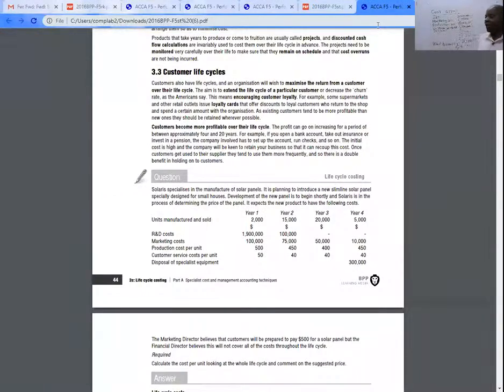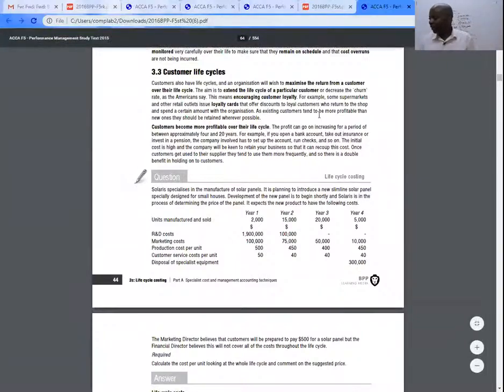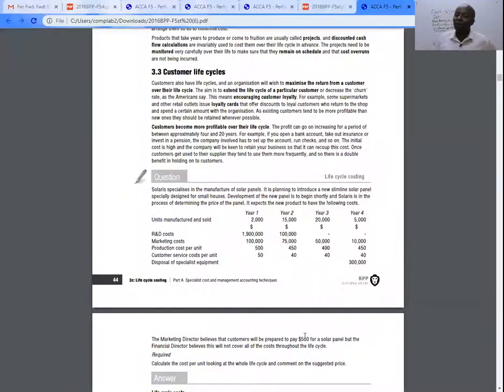529.40 is the correct cost per unit, and therefore the marketing director was very wrong. Remember, you are required to make a comment. The marketing director was very wrong because the marketing director is proposing that we accept a selling price of 500. This selling price of 500 will not be able to meet the cost per unit. We will make losses. So the person who is correct here is the finance director, who believes that that 500 can't cover all the cost throughout the life cycle.